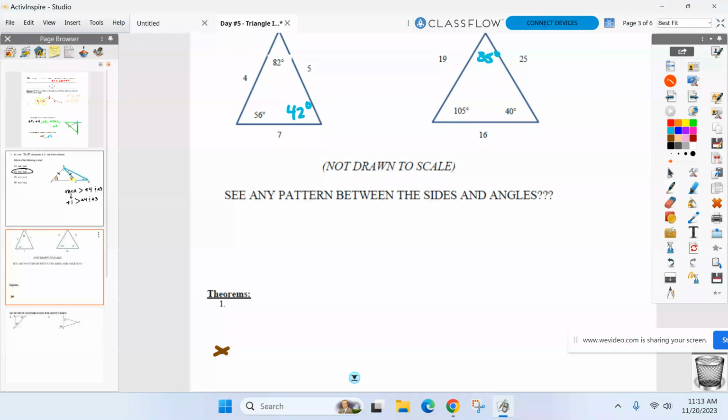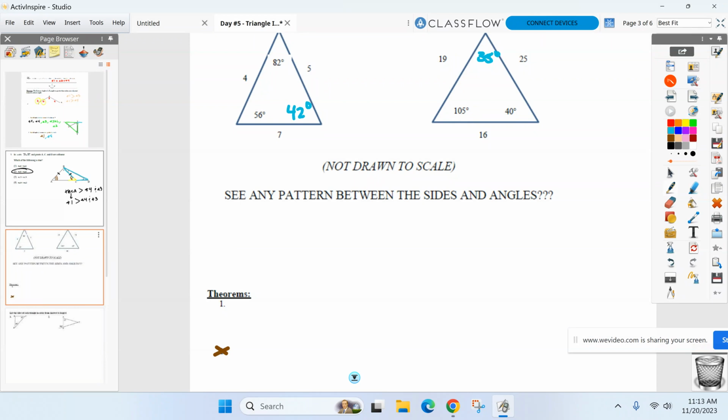All right, now I'm going to give you a little bit longer to have a discussion in your group. Do you see a pattern between the sides and the angles of each triangle? I don't mean to find this side, you double the angle and subtract 8 from it. I don't mean that. Just look at the sides and the angles and see if you see any relationship or pattern between them. And it works for both triangles. So I'm giving you 2 different triangles to look at.